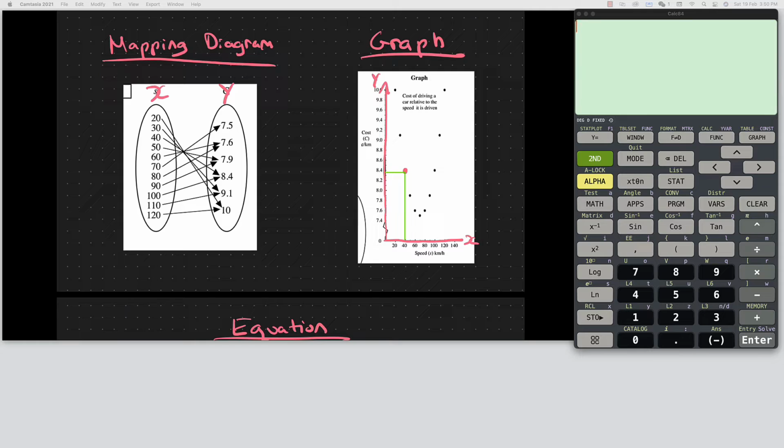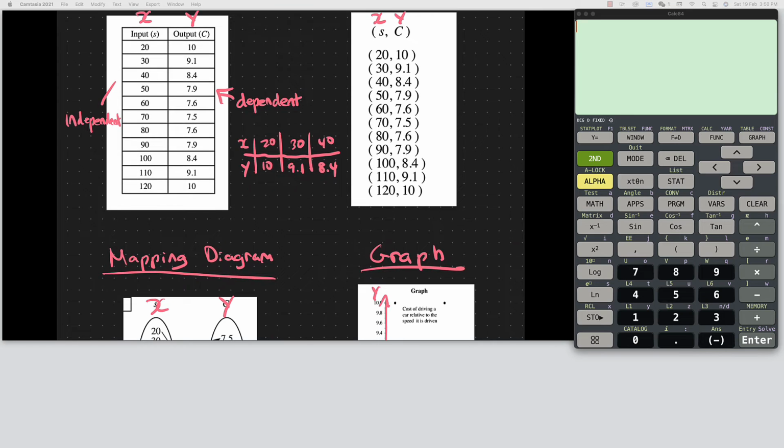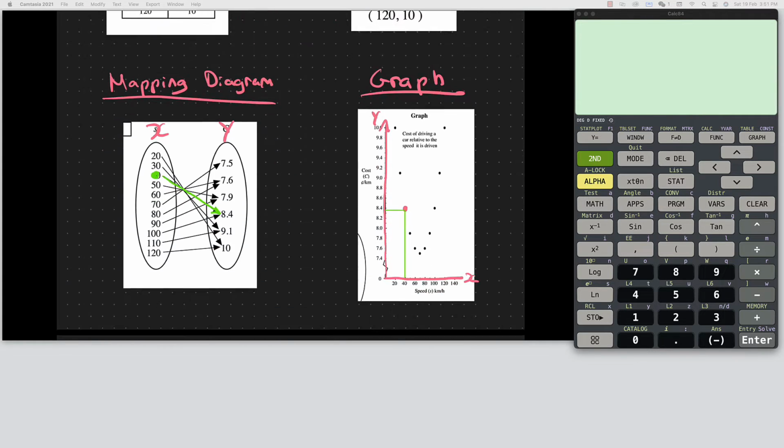So basically that point right there, we can see on the X is 40 and on the Y is 8.4. And if I follow this one, the 40, it's going to follow this arrow over to the 8.4. And on here, when I have 40, it's represented by 8.4. And right here, 40 is represented by 8.4. So these are all visual.